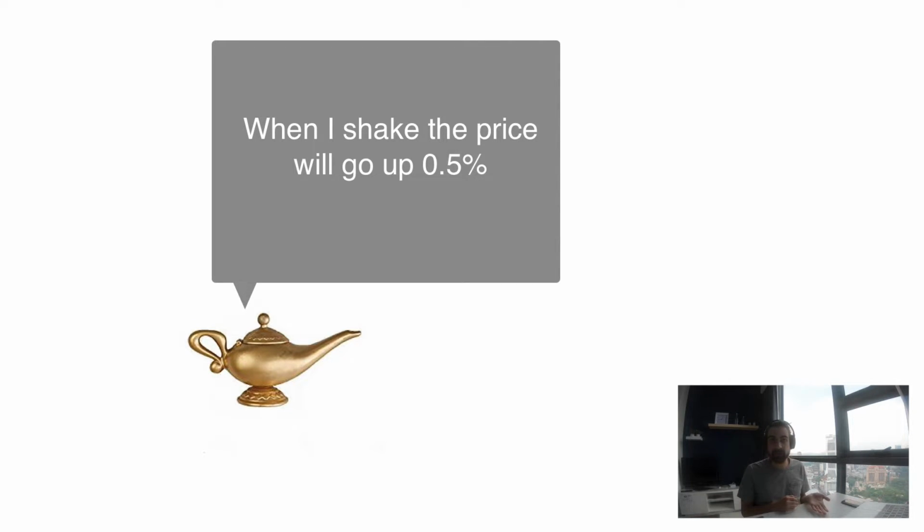0.5% doesn't sound like a lot, but this all depends on how often you do it, right? Maybe this situation where the price goes up 0.5% happens 10 times a day, in which case, after 20 days, you double your money. So just because it's 0.5% doesn't mean it's bad, right?